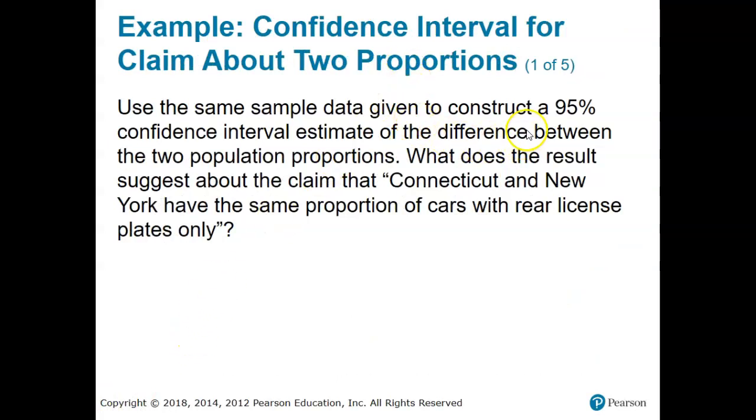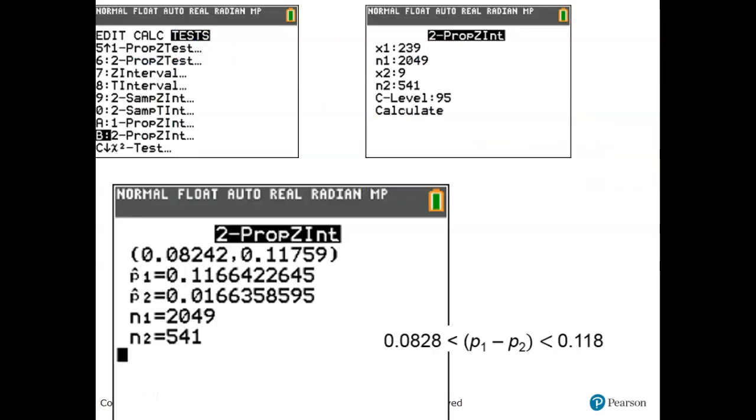Okay, so we would like on this example to use the sample data that we were just working with to construct a 95% confidence interval estimate of the difference between the two population proportions. Okay, so when we look at this, we're going to do all this on the calculator. So we're going to go over to test, and we're going to go down to two proportion Z interval.